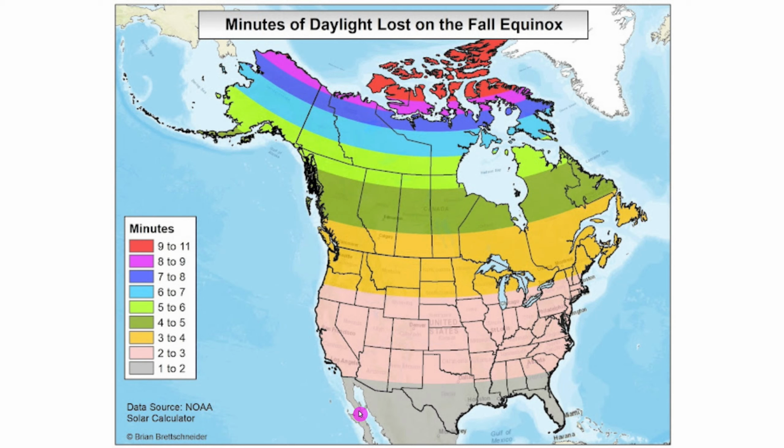Minutes of daylight lost on the fall equinox. So this is just one day. And like I said, on the fall equinox, we're losing about 2.5 minutes. Every day they're losing 10 minutes. In 6 days, that's an hour, if you're losing 10 minutes every single day. And then the closer you get to the equator, the smaller the amount of change.